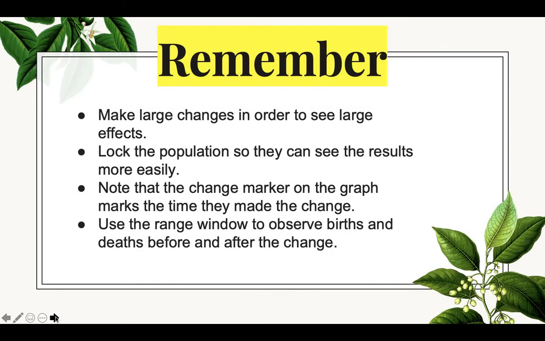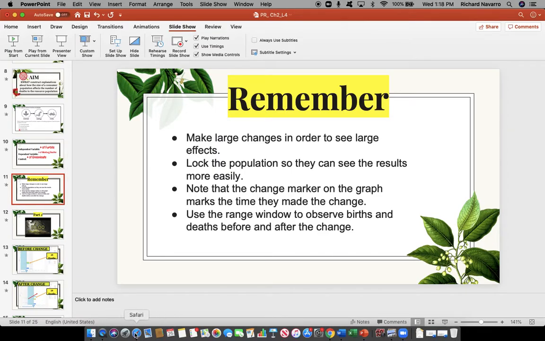It's important to remember that you make large changes in order to see large effects. So on our simulator, we're not going to only take away 1 or 2 furbles. We're going to remove probably the majority of them to be able to see the largest effect. Once we do that, we'll lock that population so that the results can be seen more easily, and we'll record our differences. First, letting nature take its course as normal for about 20 units of time, and then we'll make our changes, lock that population, and observe the effects of our change. So we're going to head to our simulator now.